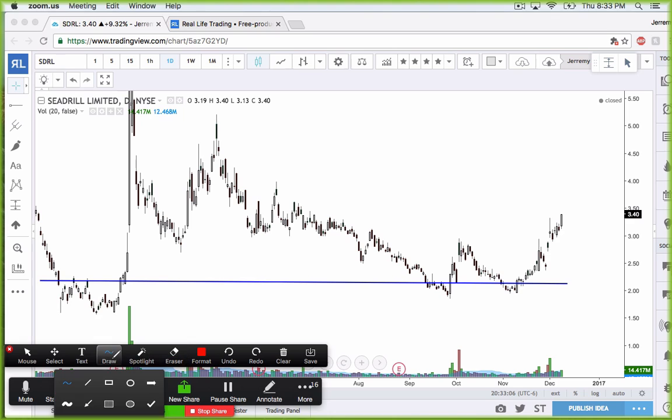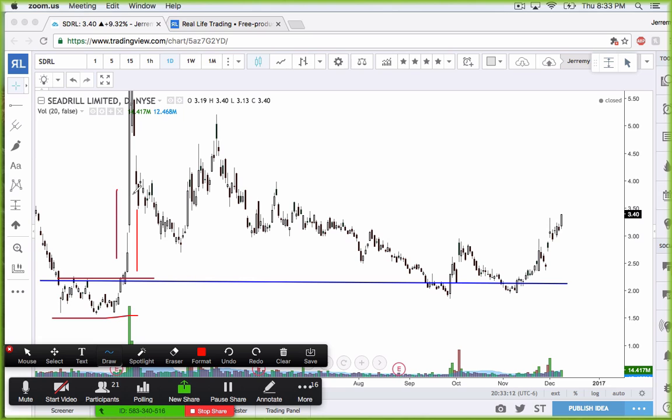So, yes, we can see, right? This is right here. We got accumulation. We got public participation. We got some distribution up here. More bearish public participation, accumulation, public participation, distribution, public participation, accumulation, bearish public participation, accumulation.